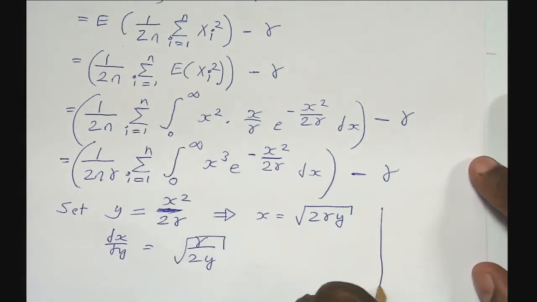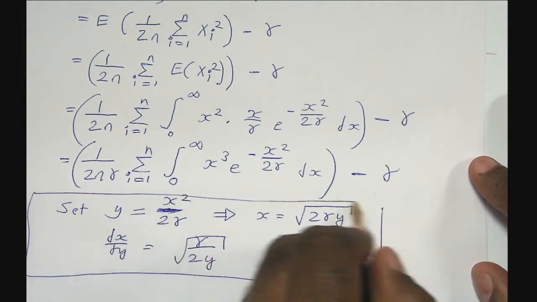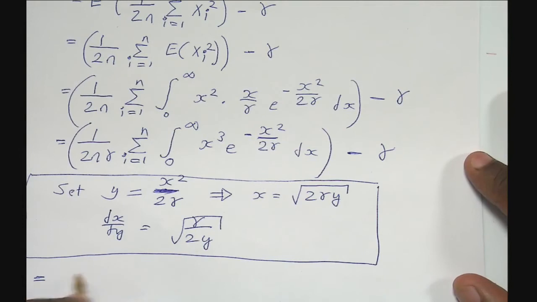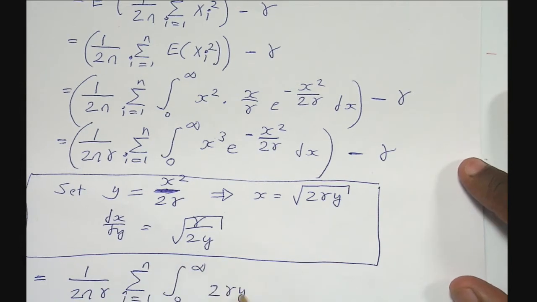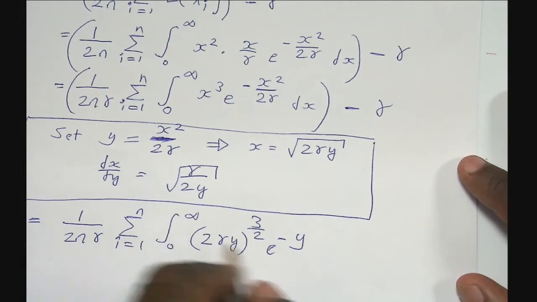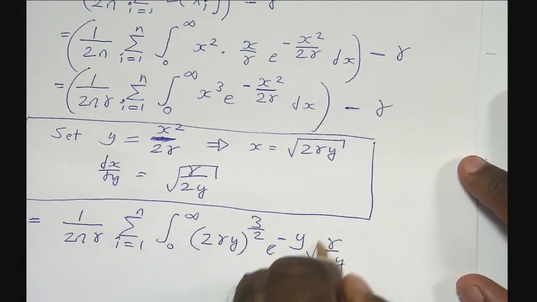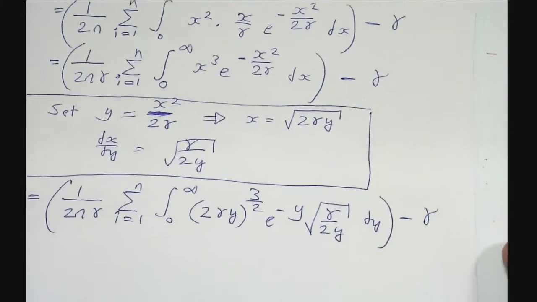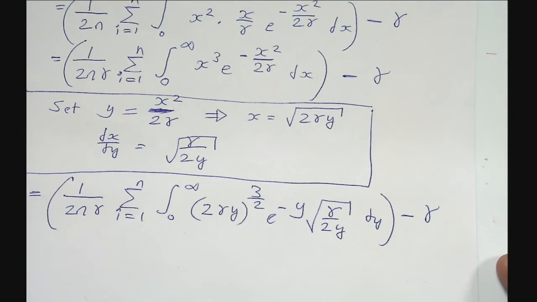Alright, so put this in a box, guys. Right, and then sub this back into this. You get 2n gamma sum from 1 to n, integral 0 to infinity. x cubed will become 2 gamma y to the power 3 over 2, and then this will become this, and dx will become gamma over the square root of 2y dy. Alright, now I ran out of time. You should simplify this.